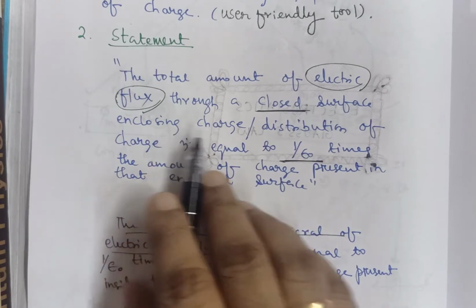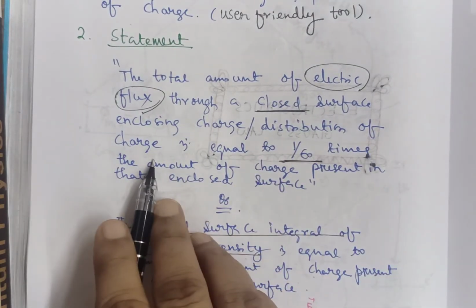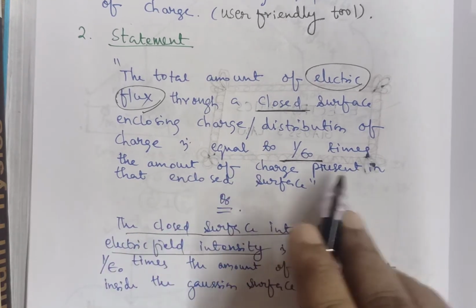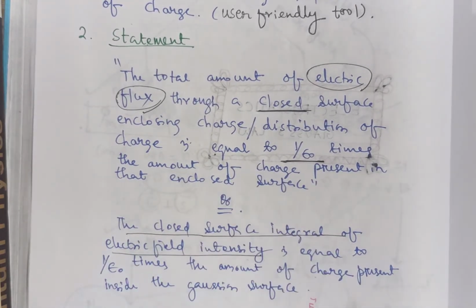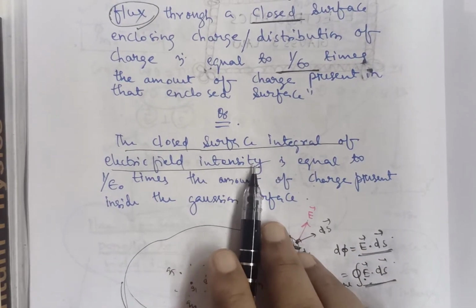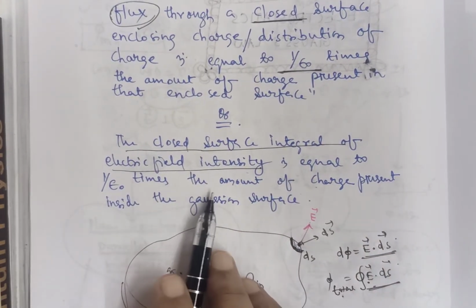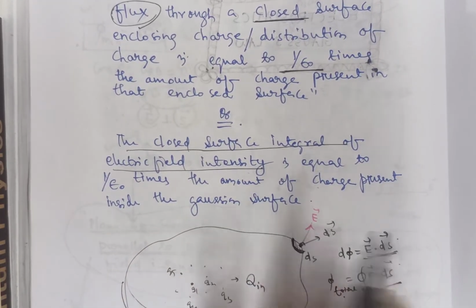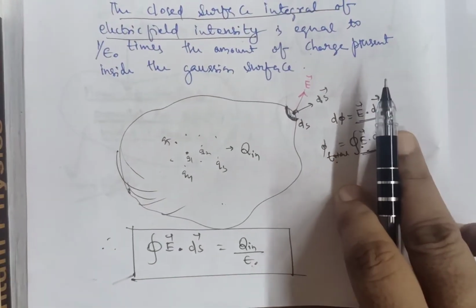Through the closed surface, enclosing charge or distribution of charge is equal to 1 by epsilon 0 times the amount of charge present in that enclosed surface. Here also the same statement: the closed surface integral of electric field intensity is equal to 1 by epsilon 0 times the amount of charge present inside that Gaussian surface. Again you see the figure, I will say the two statements.